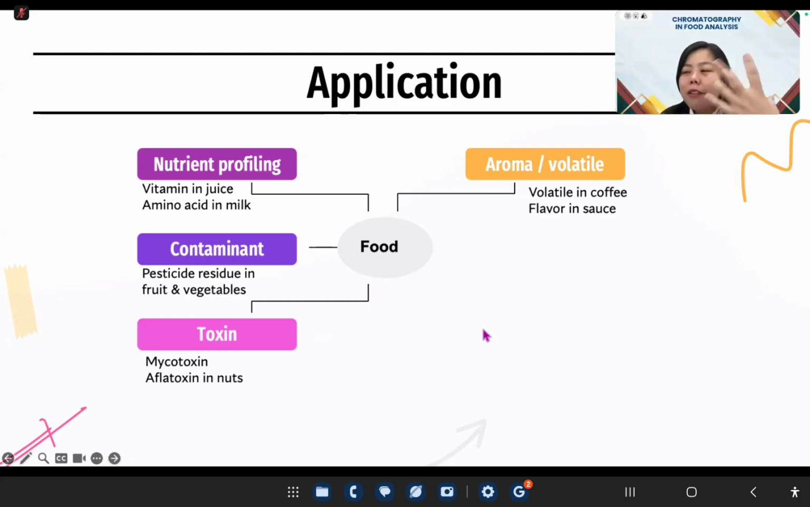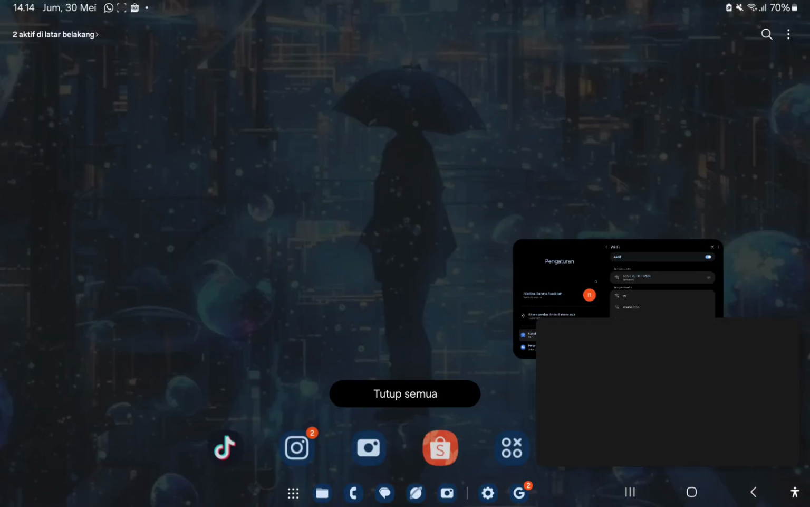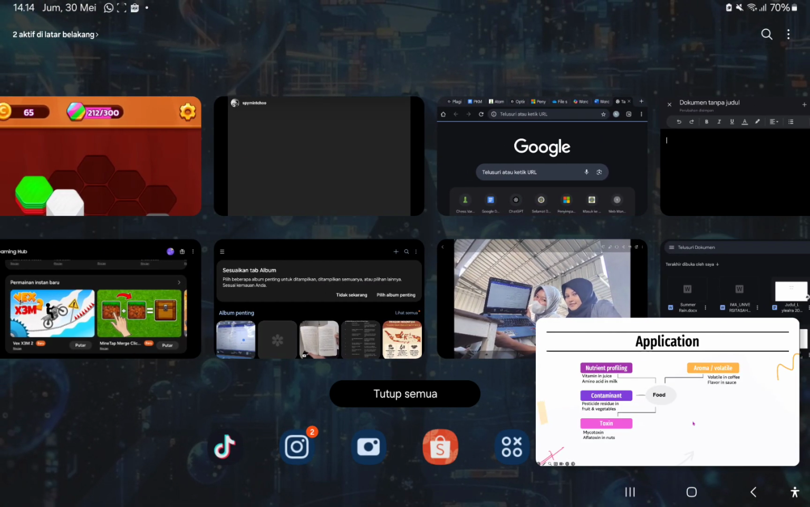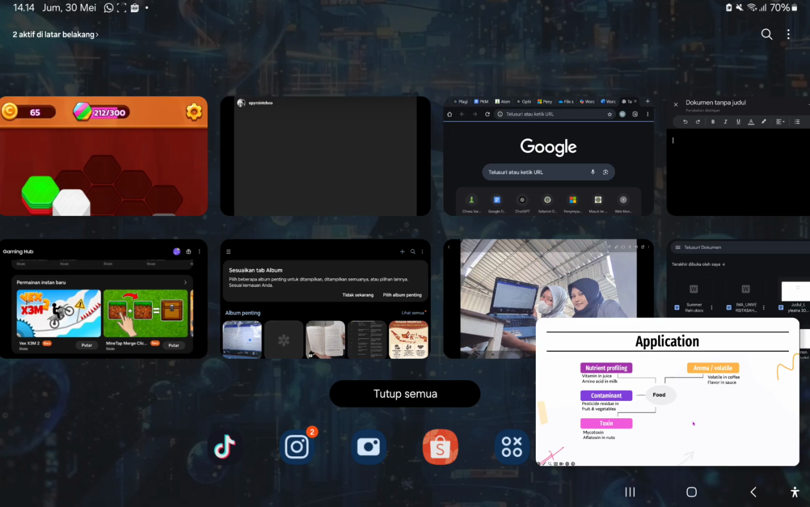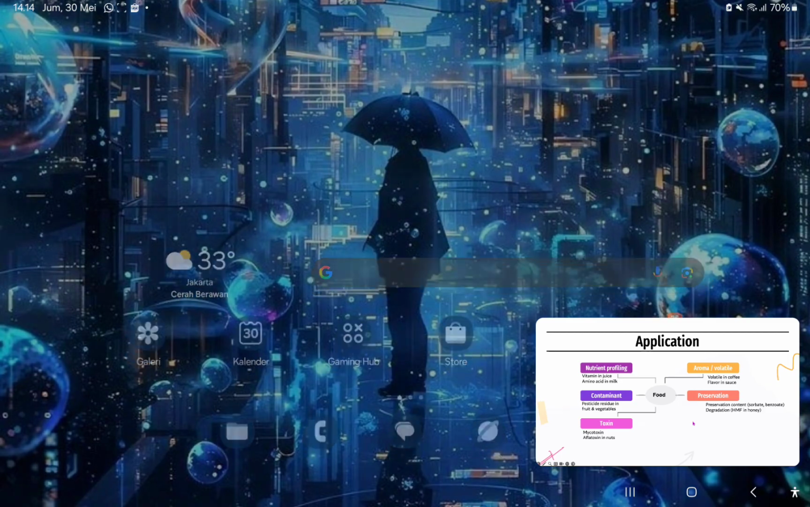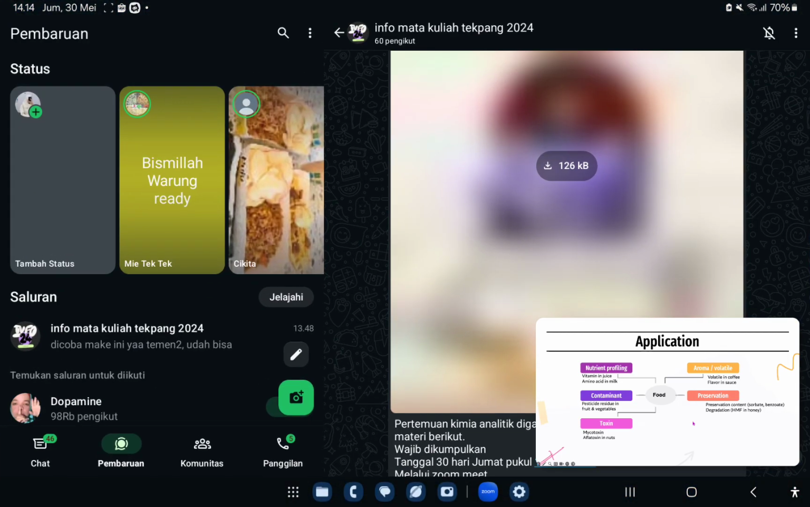So we know that coffee has different grades, different quality. So which one is the best coffee bean? We will detect the aroma compound. The one that gives a strong and persistent aroma and taste will be the good quality coffee bean. All right. So of course, we also use chromatography for preservatives.